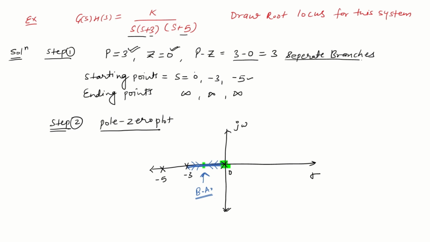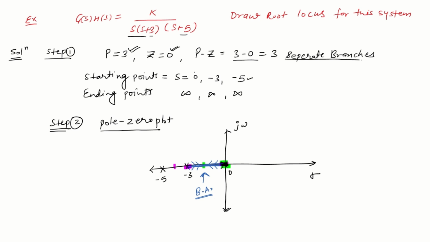Now, let us take another point between minus 3 and minus 5, and we need to find out whether this section minus 3 to minus 5 will lie on the root locus or not. What we will do, we will calculate the total number of roots on the right side of this point, which is denoted by a pink point. So, there is a root at minus 3, there is a root at 0.